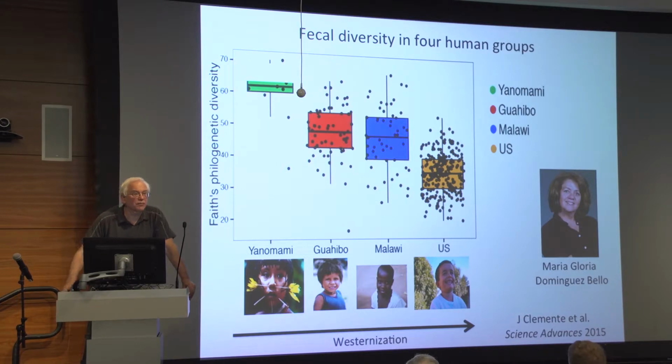Here we're going to look at the diversity in the fecal specimens in 4 human groups. This is work led by Maria Gloria Dominguez. We're going to look at diversity in U.S. children, children in Malawi, Guahibo tribal children, and a group of uncontacted Yanomami Amerindians on their first contact with Western people and Western medicine. And here on the y-axis is a metric of phylogenetic diversity. Here are the Yanomami, here's the US. These 2 groups are intermediate. We can almost imagine the steps here. And comparing the diversity in the Yanomami to the US is consistent with the hypothesis that we have already lost 50% of our diversity.